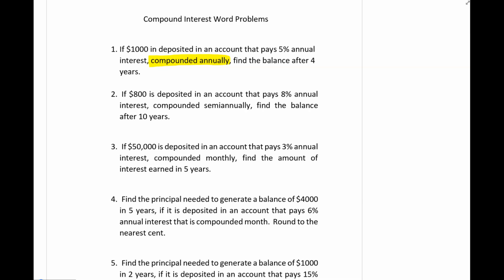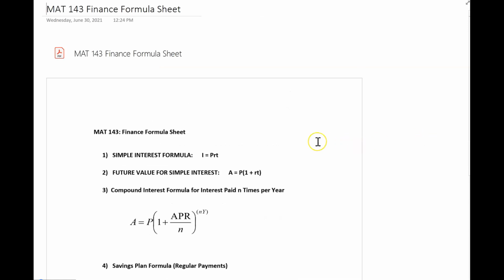So first of all, problem number 1 states, if $1,000 is deposited in an account that pays 5% annual interest, compounded annually, find the balance after 4 years. So how do we know which formula to use? One thing I do want to point out is that you are given a formula sheet in Module 4, so I've posted that in Moodle right above this lesson, and it looks like this.